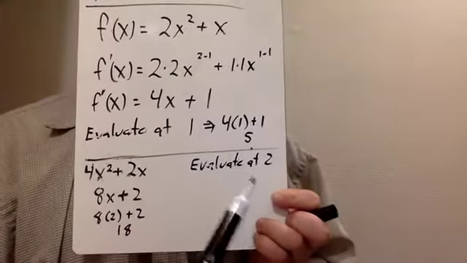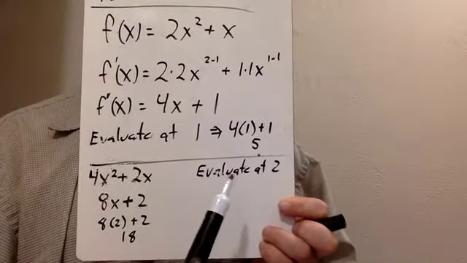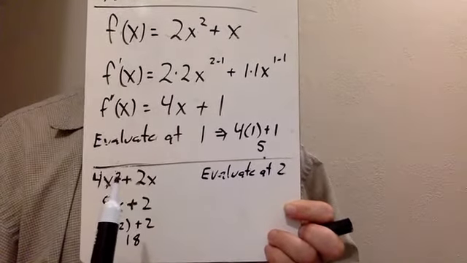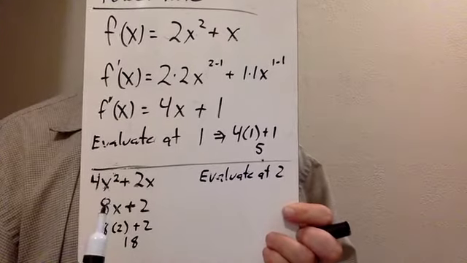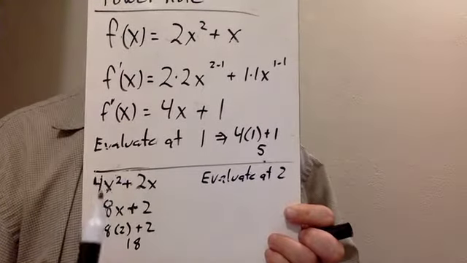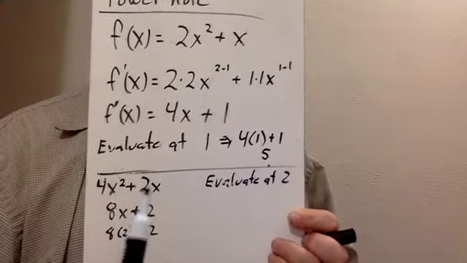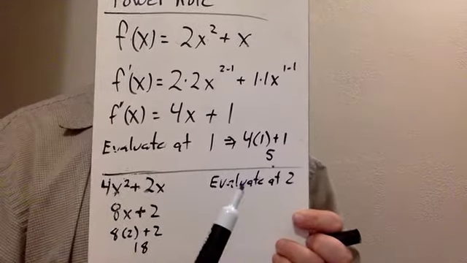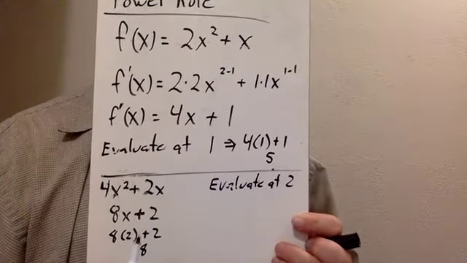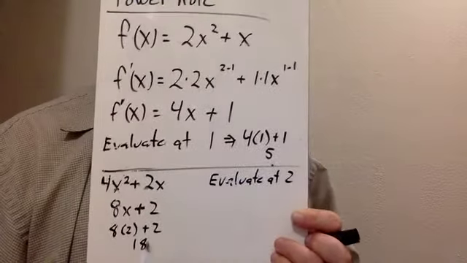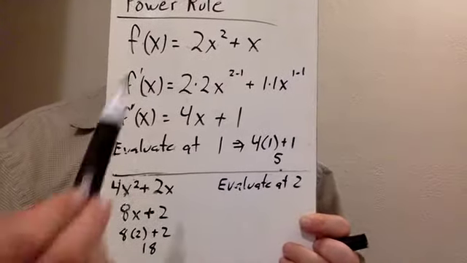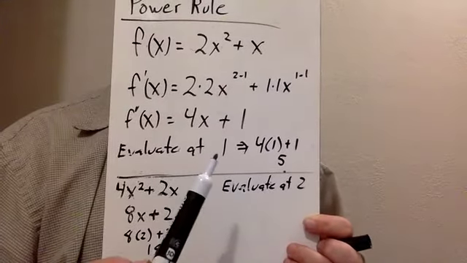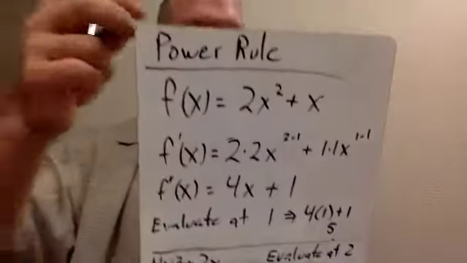Here's another example, 4x squared plus 2x, evaluated at 2. Well, you take the derivative, so 4 times 2 is 8. So the derivative of 4x squared is 8x. You take the derivative of 2x, and that's just 2. 2 times 1 is 2. And then you evaluate it at 2. So 8 times 2 is 16. 16 plus 2 is 18. Again, pretty simple for taking a derivative and evaluating it at a certain number. Now, there's harder ways to do this. So I'm going to show you a more difficult way now.